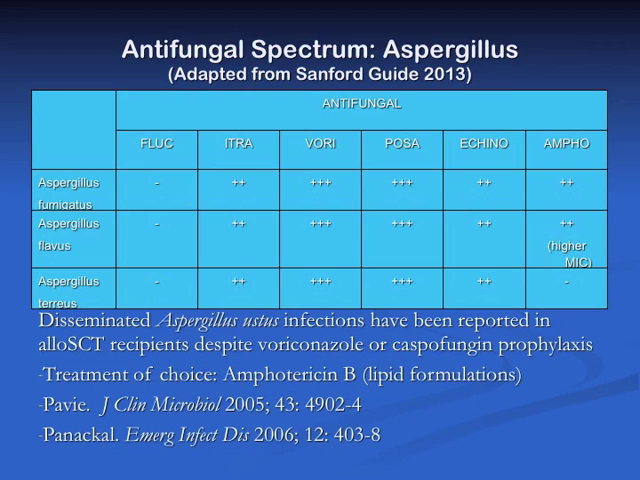Aspergillus terreus, however, is a species that is intrinsically resistant to amphotericin. It used to be one of the biggest killers that we had. Also be aware of disseminated Aspergillosis infections, which have been reported in allo stem cell transplant patients despite voriconazole or caspofungin prophylaxis. And the treatment of choice for A. ustus appears to be Amphotericin B. And certainly lipid formulations would generally be preferred in these patients.